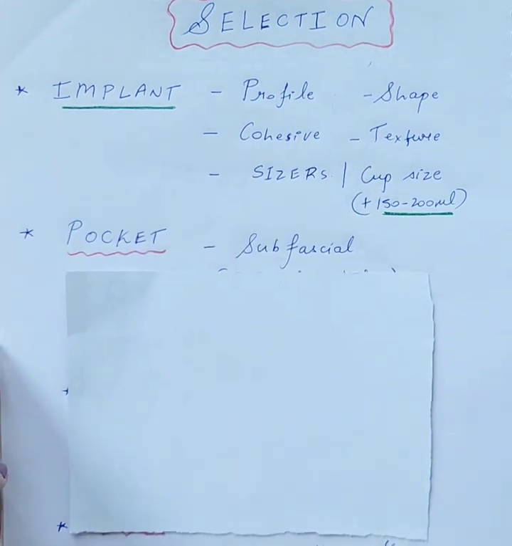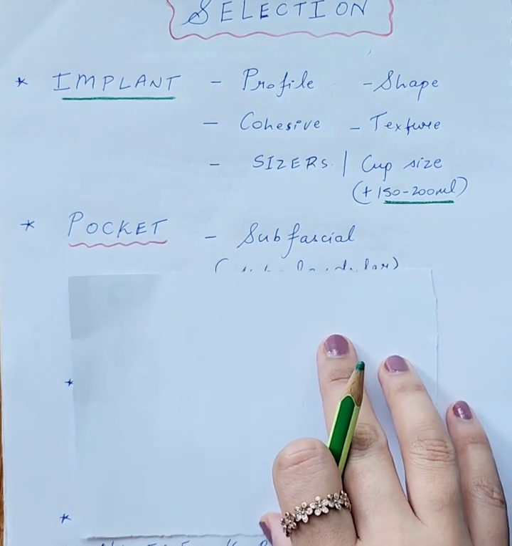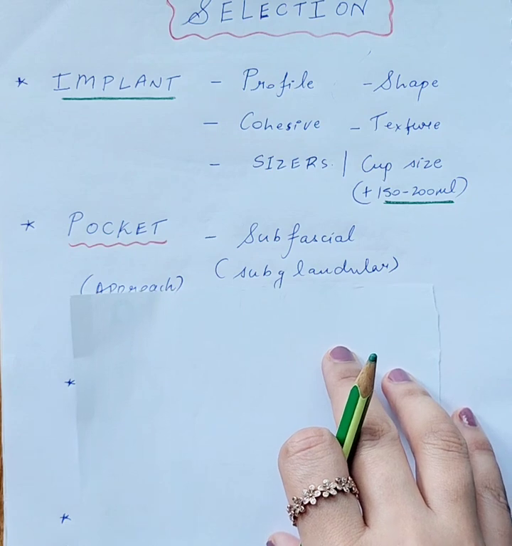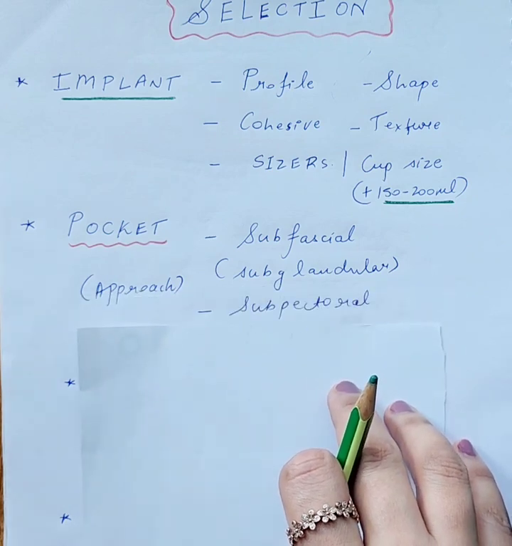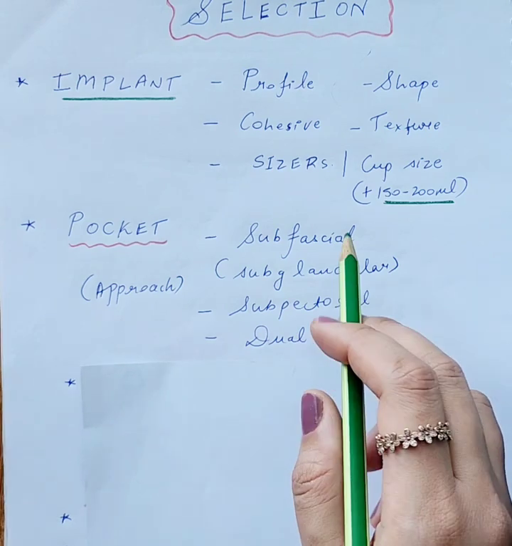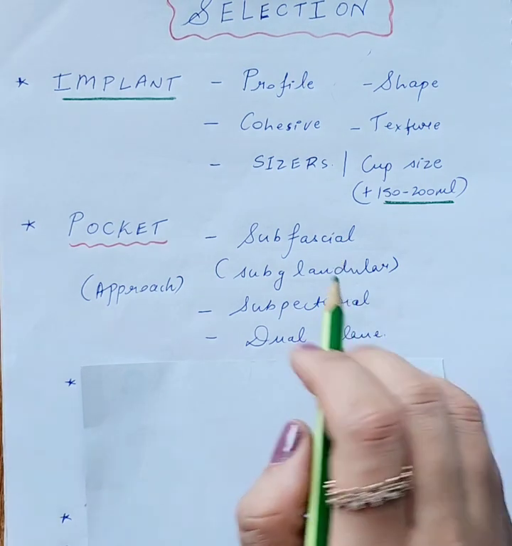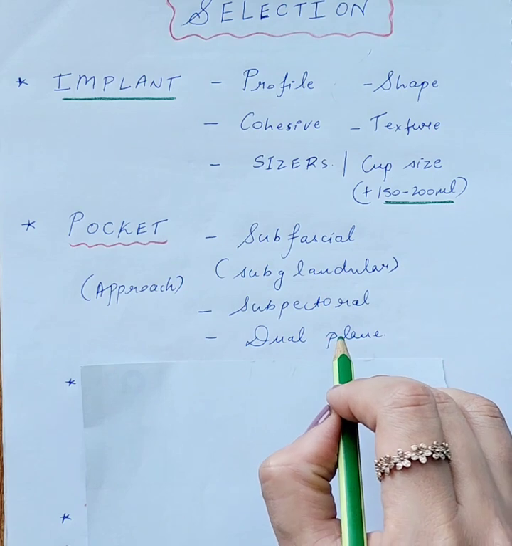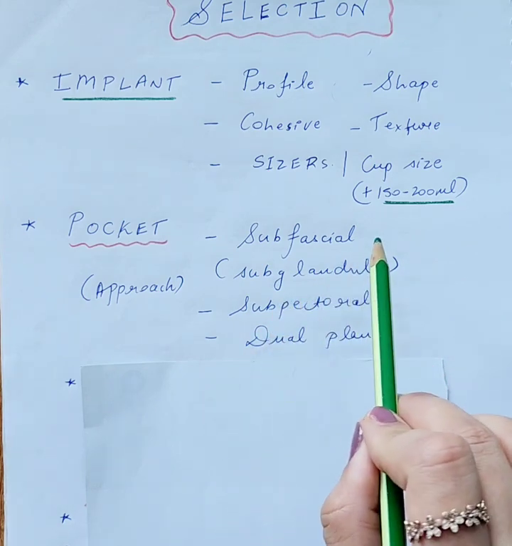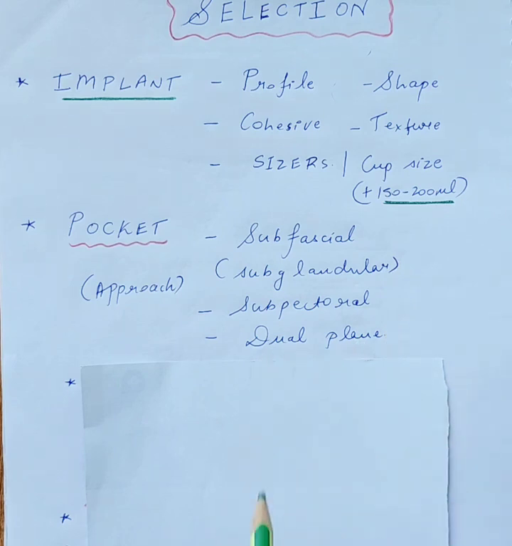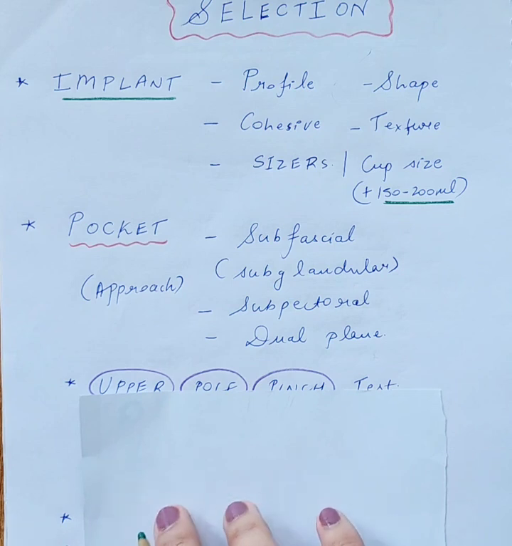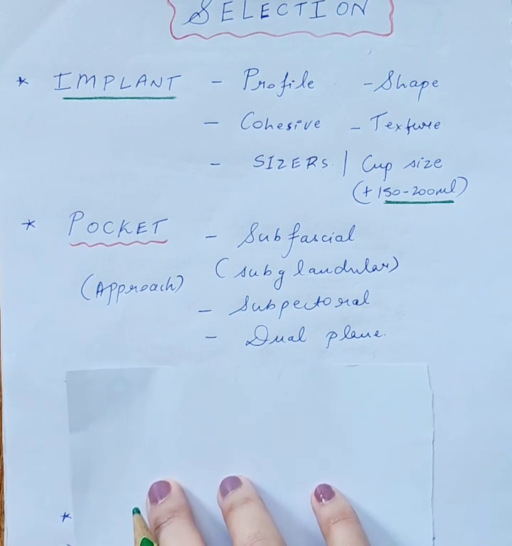Now the pocket of the implant. So the implant pocket is subfascial, as previously said, or subglandular. Then there is subpectoral, which is below the pectoralis major muscle, or you have dual plane when you have a combination where on the upper pole it is covered by the muscle and in the lower pole it is by the fascia. So this is again dependent on certain factors on how you choose the type of the implant and the pocket for which it is used.